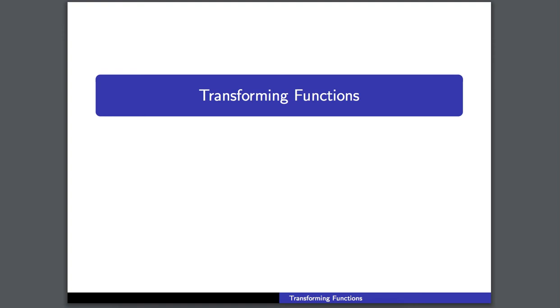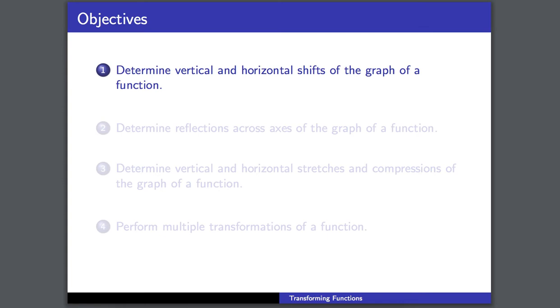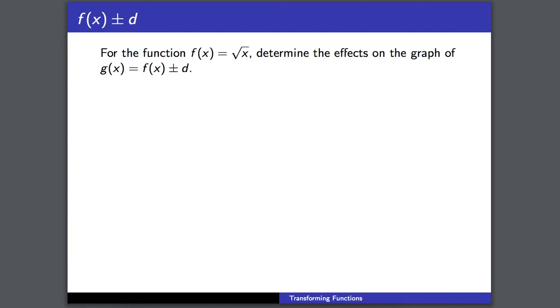All right, in this video we're going to introduce transforming functions, and in particular we're going to look at vertical and horizontal shifts of the graph of a function. So for a function such as f of x equals the square root of x, we're going to determine what happens to that graph if we add or subtract a number to the function.